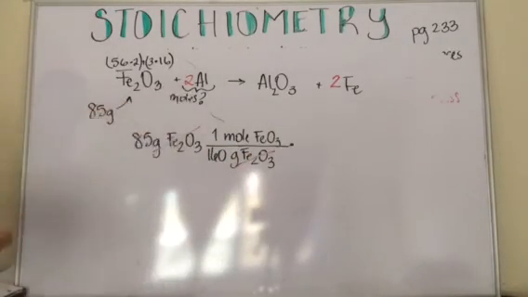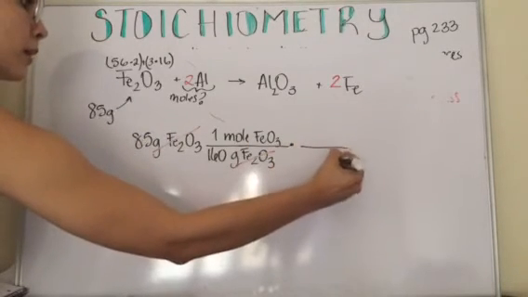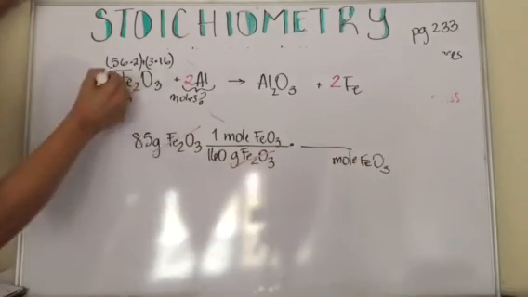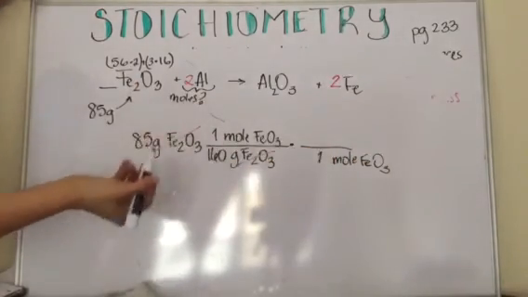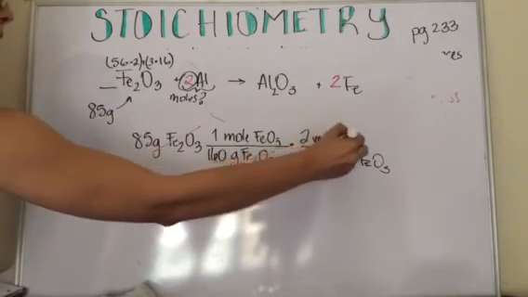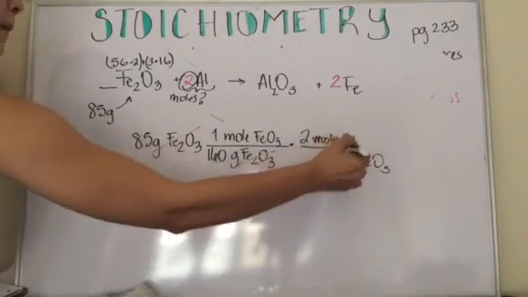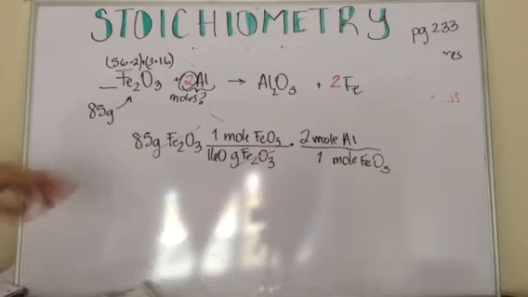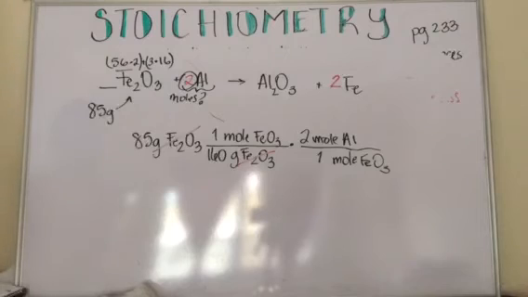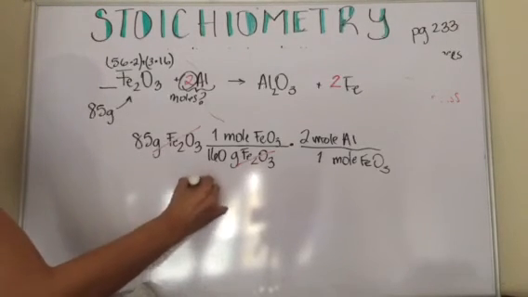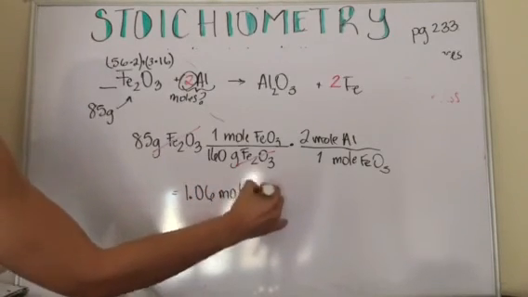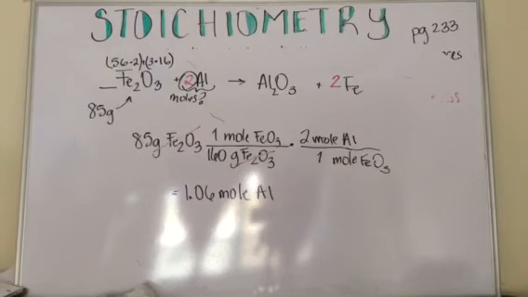And I want to convert to moles of aluminum. So I'm going to eliminate moles here. 1, because I don't have a number here, equals how many moles of aluminum? 2. So I have 2 moles of aluminum here. And that's it. All right, I have 85 divided by 160 times 2. And your answer is 1.06 moles of aluminum. All right, so this is stoichiometry.